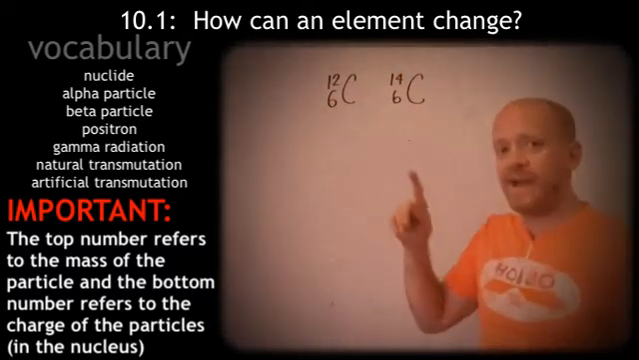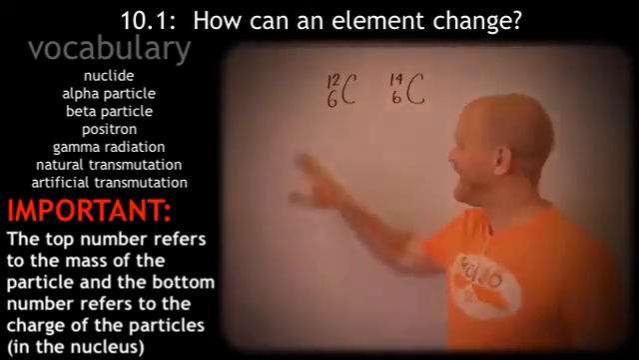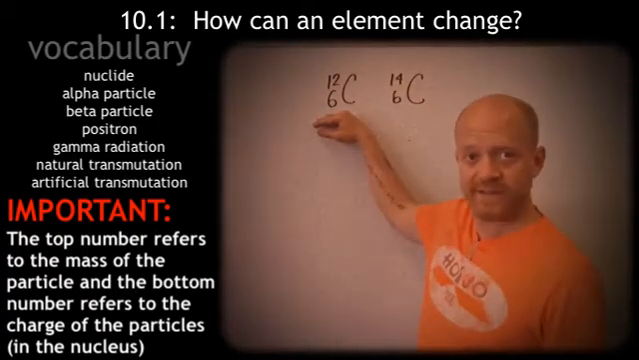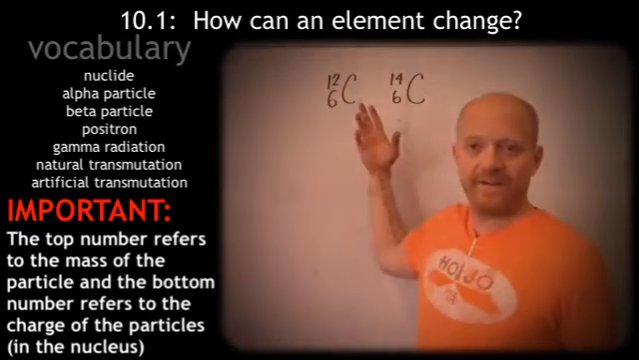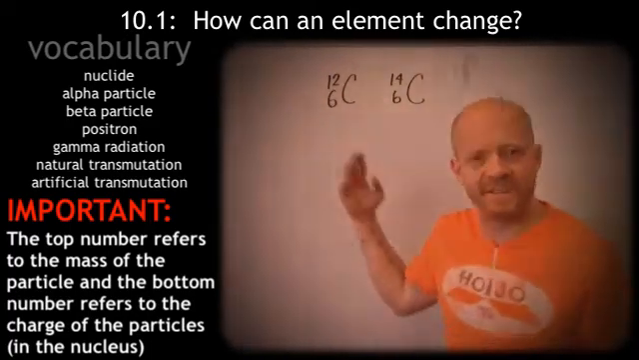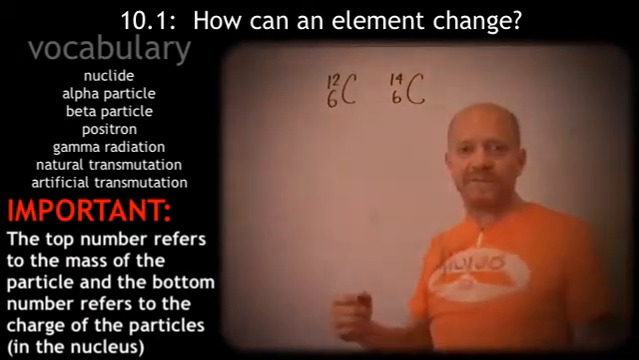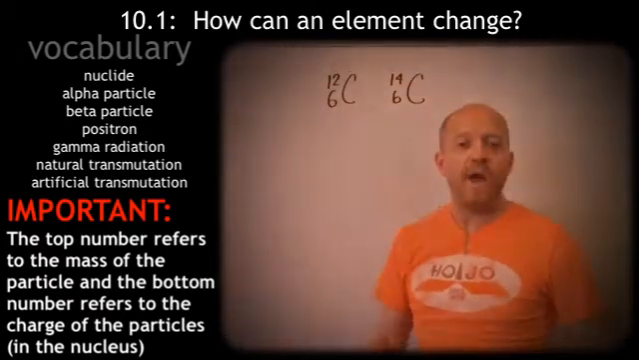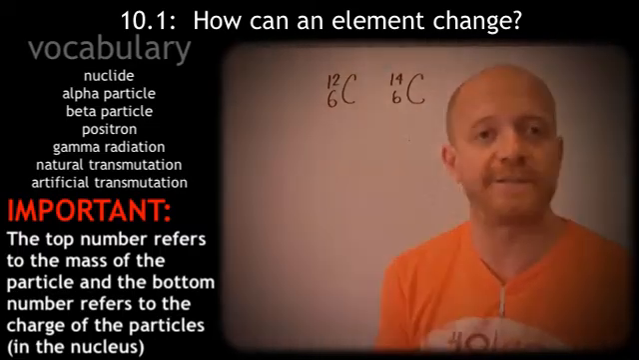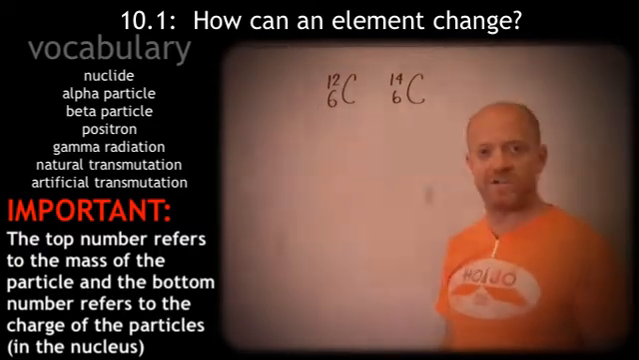Since carbon only has protons and neutrons in its nucleus, the charge is a +6, which is the same thing as the protons. So when we're notating atoms, this is the number of protons. When we're notating nuclear particles, it is actually the charge of it.